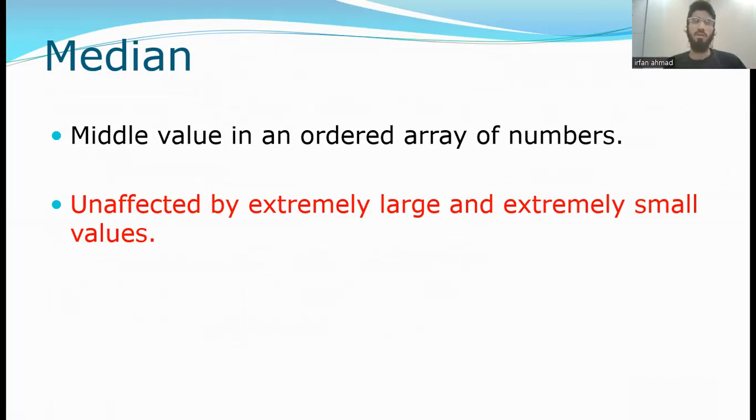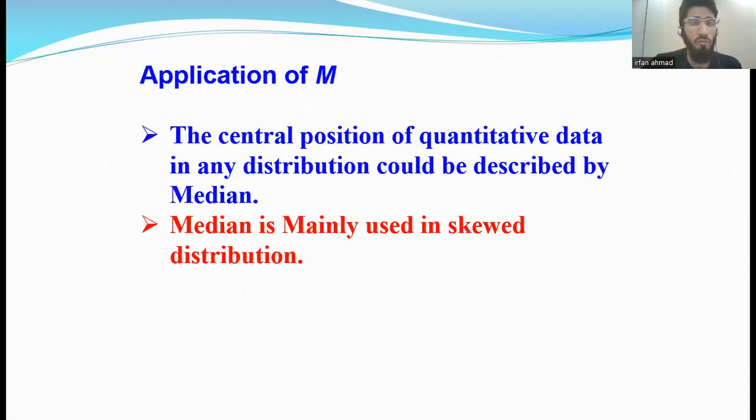Now let's come toward the median. The median is the middle value in an ordered array of numbers and is unaffected by extremely large or extremely small values. We will talk about in the next slides why it is not affected. Now, the application of the median: the central position of quantitative data in any distribution can be described by the median. The median is mainly used in skew distribution. Skew distribution is when the data is not normally distributed.